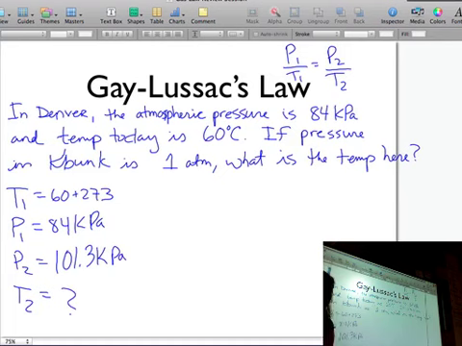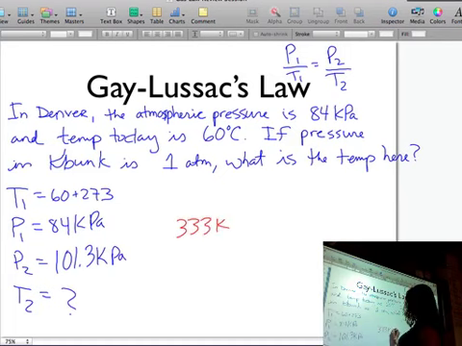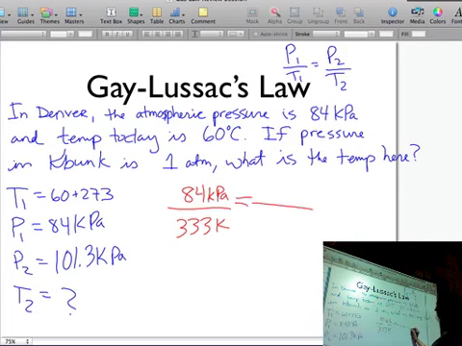So we're looking for a new temperature. Pressure 1. I always write my units down so I don't get confused. New temperature, don't know it. New pressure, you know it.